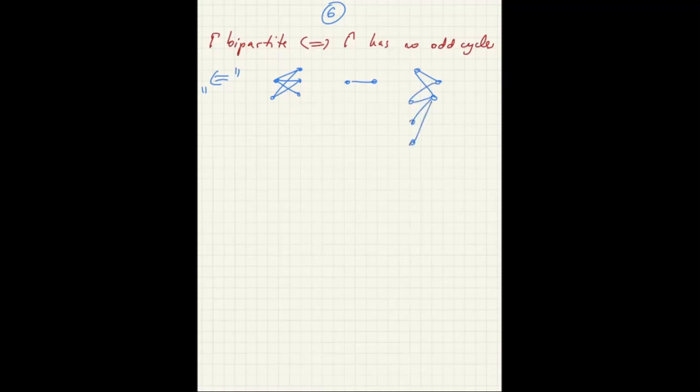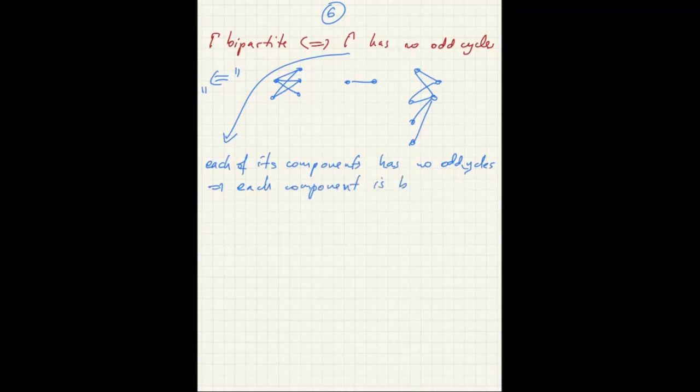Okay, maybe these are the components of gamma, but each of them is a bipartite graph. If gamma has no odd cycles, what you can prove is that each of its components has no odd cycles. That's obvious. And that implies that each component is bipartite. And then each component is going to have this partition into a blue and a gold.